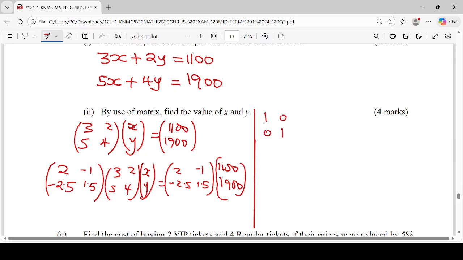So xy should be equal to, remember how to multiply matrices, ladies and gentlemen. It should be row times column, row times column. So let me do 2 times 1100 plus negative 1 times 1900. That gives you 300.